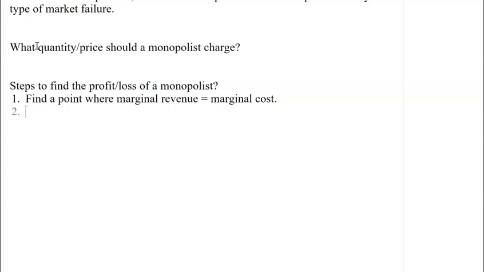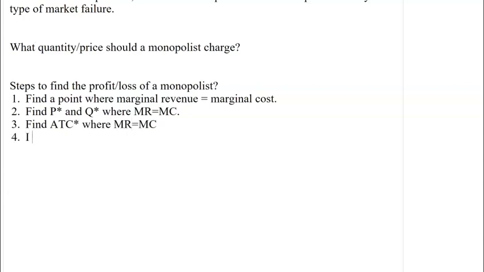And then after I find that, I find P star and Q star, where MR, marginal revenue, equals MC. And then I find ATC star, the average total cost curve, where MR equals MC. And then finally, I calculate profit, which equals (P minus ATC) times Q. Now we're going to draw a graph and see what it is.